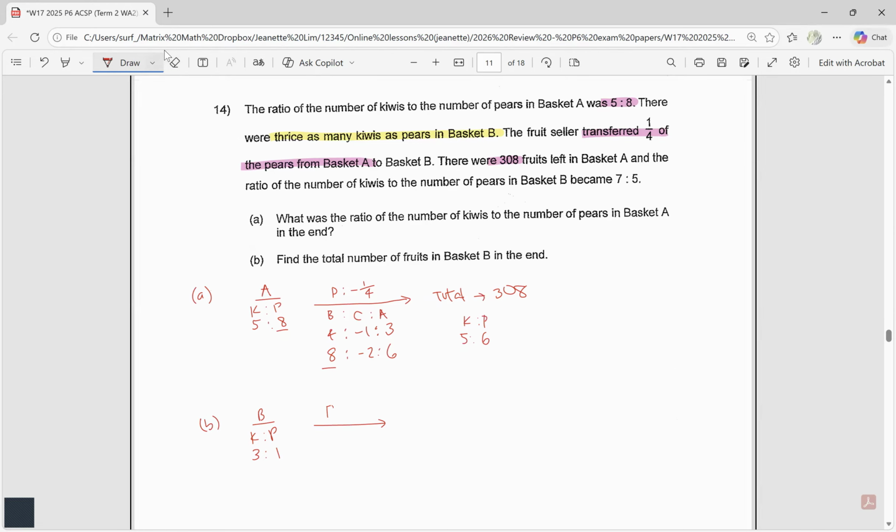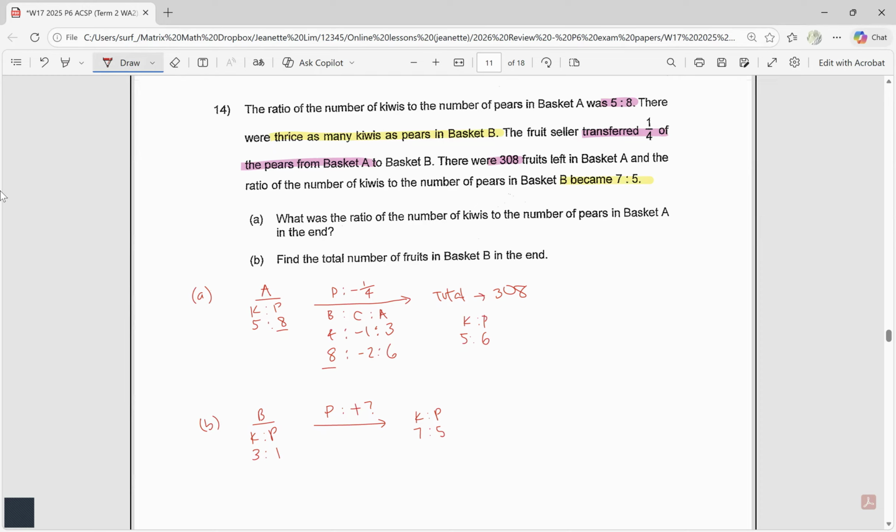There was a transfer from basket A to basket B. Whatever B received, we're not very sure. We just know it's 1/4 of P. But here it doesn't mean that the pears increased by 1/4, because this 1/4 is talking about 1/4 of basket A's pears. Then the ratio in the end became 7 to 5. So K to P, 7 to 5.